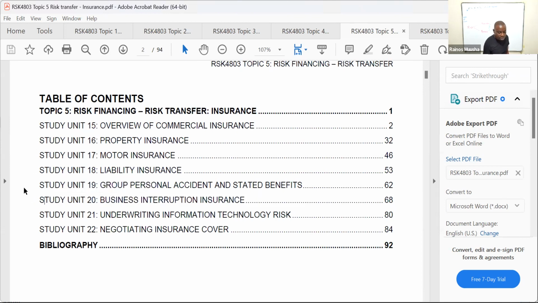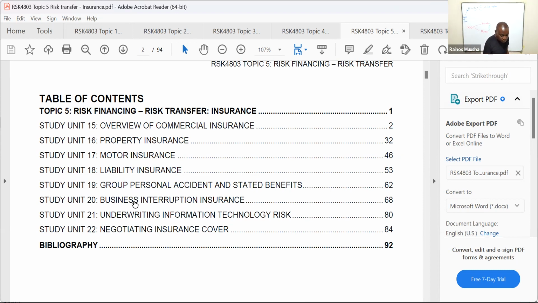So these are the 2 units that we're going to be covering when it comes to your curriculum. In preparing for the exam, on our side, what we're going to be offering you is that we're going to be covering study unit 15 and study unit 20, because these are the 2 study units which look at the overview of commercial insurance, so that you're able to understand exactly what the commercial insurance route really is.